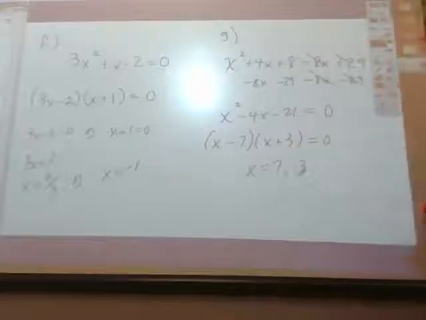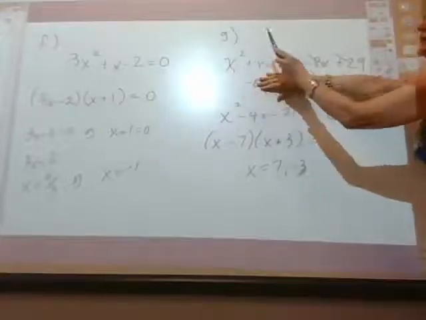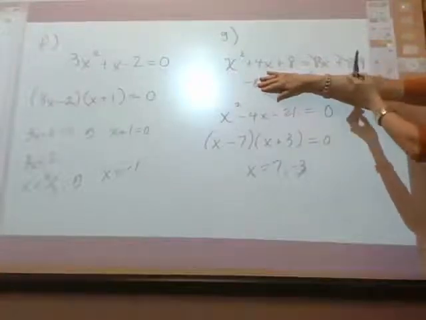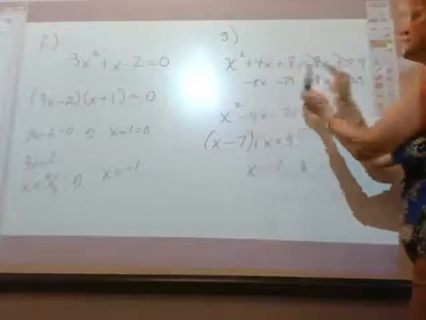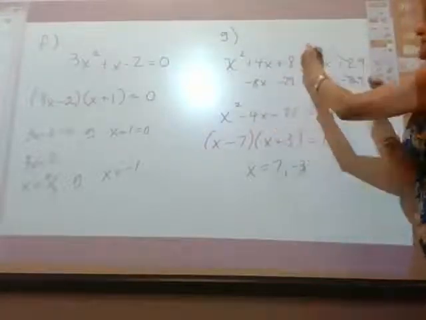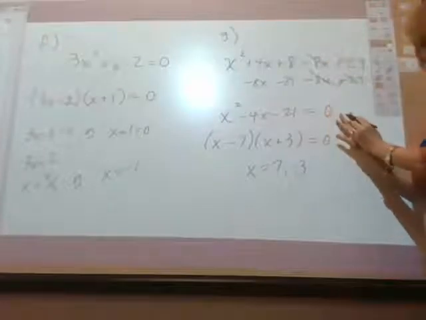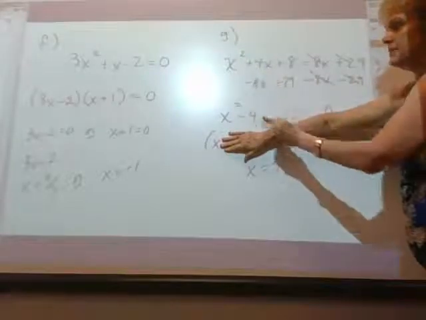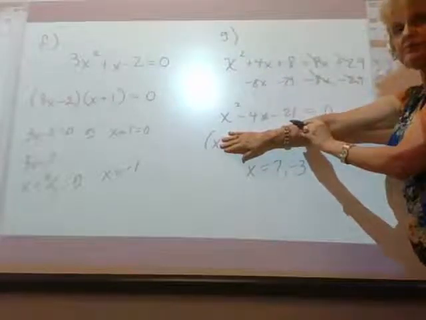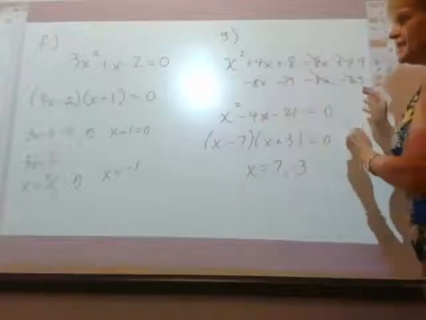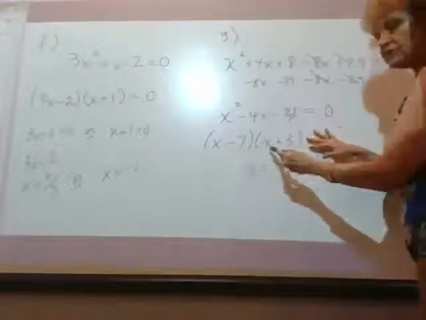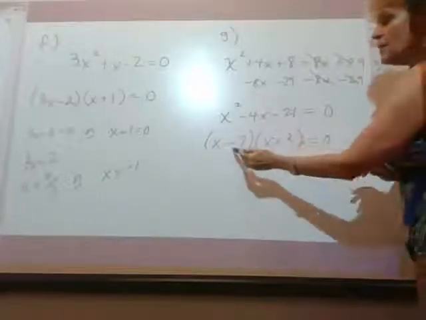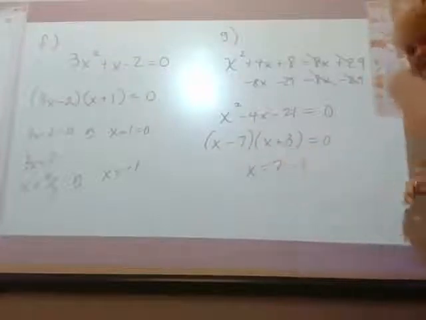All right, and then over here on this one I had x squared plus 4x plus 8 equals 8x plus 29. I wanted to set this equal to 0, so I subtracted 8x, I subtracted 29, these canceled and left me with 0 on the right. Okay, I collected like terms, so x squared minus 4x minus 21 equals 0. Then I know that this is a trinomial that factors by trial and error into this. So my two solutions, my zeros, are positive 7, negative 3.